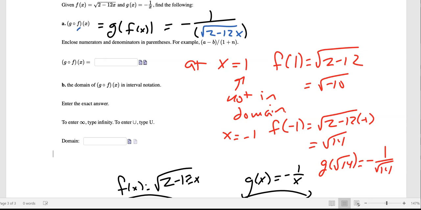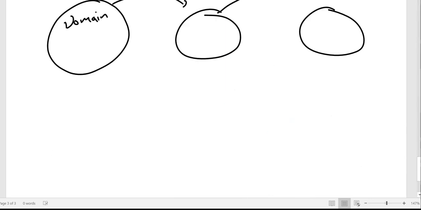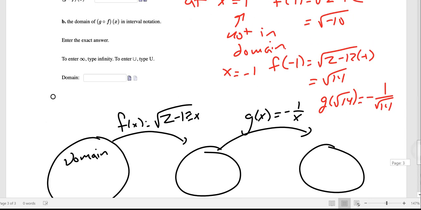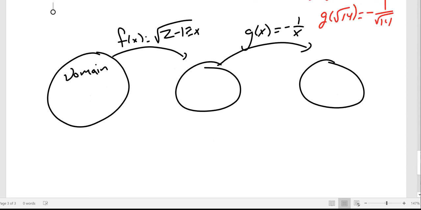You put a number in for your input into the first function, the inside one. Then whatever that output is, you use as the input for the next one. So it's a two-step process. So if I want to find the domain, then the first thing is I've got to figure out what my inputs are to begin with of my starting function.